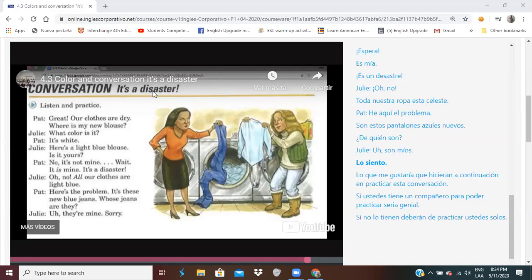All right. Good job, guys. Repeat after me, please. Dry. Dry. Se escribe dry, con Y, pero se pronuncia como una A. Dry. Dry. Okay. Y también la palabra great, repeat. Great. Great. Great. Así. Okay. All right.